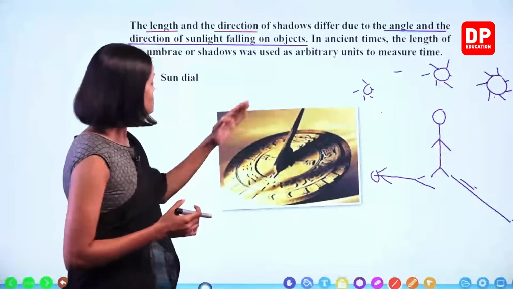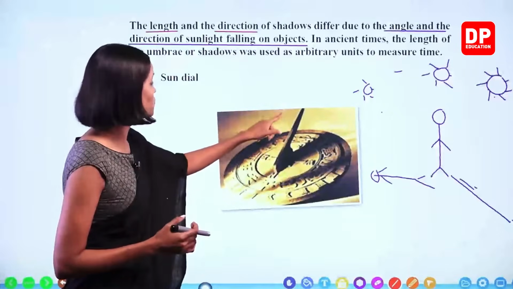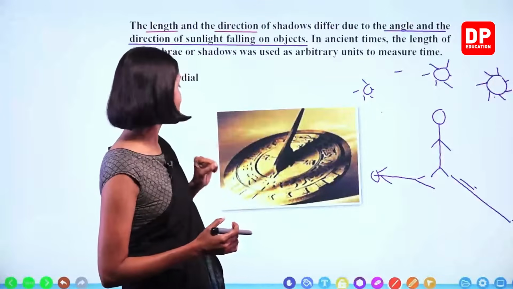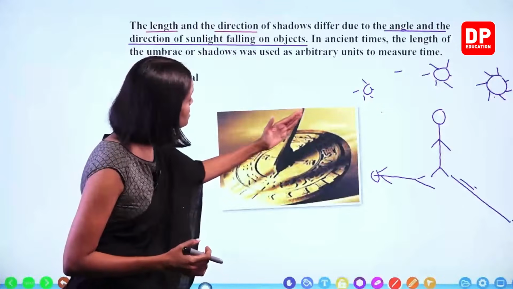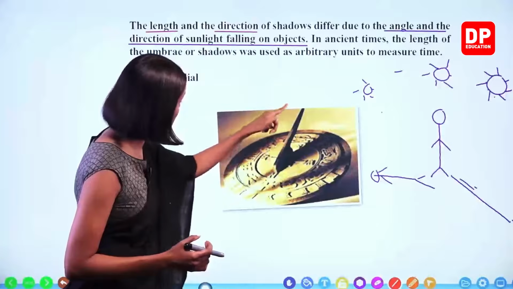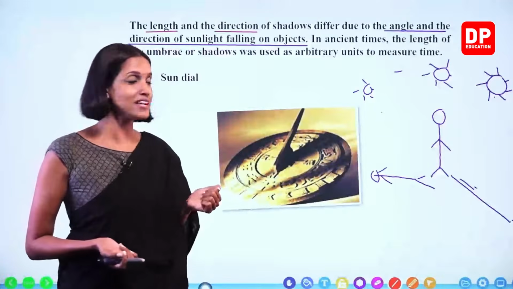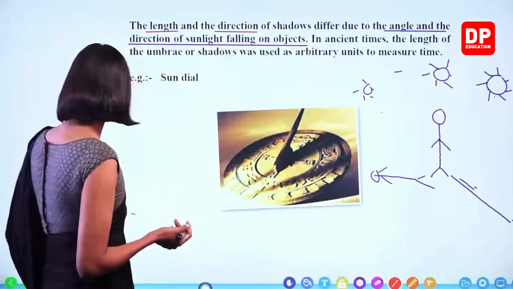Okay, children? So this sundial was used. Now you all can see this stick-like part is fixed to the middle of the sundial. So according to the direction and the length of this middle part, they predicted the time. Okay, children? Right. We'll move on to the next.